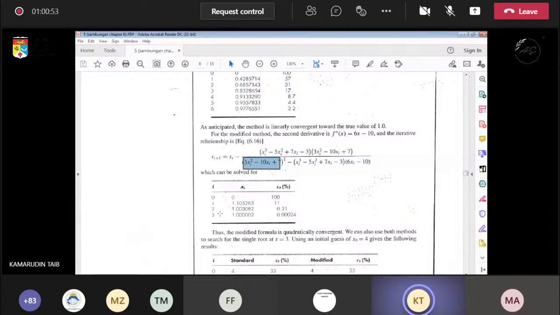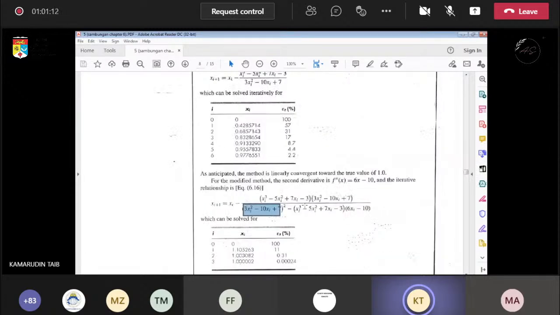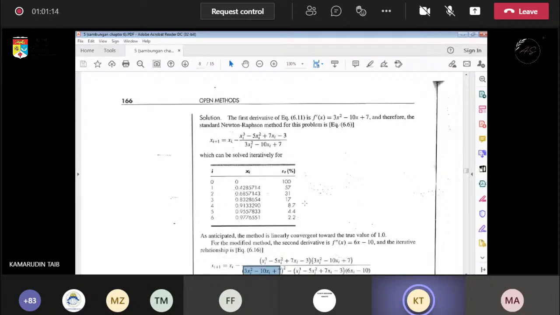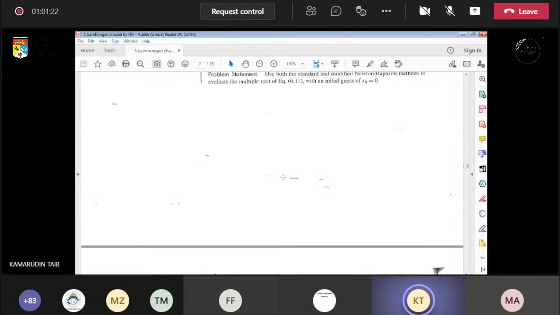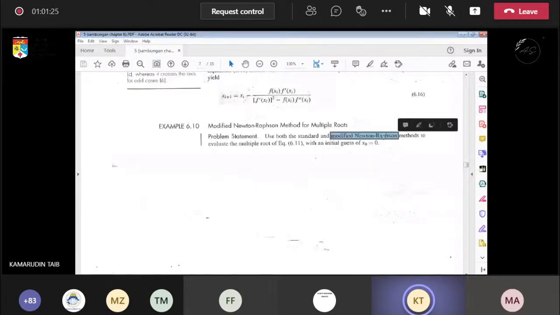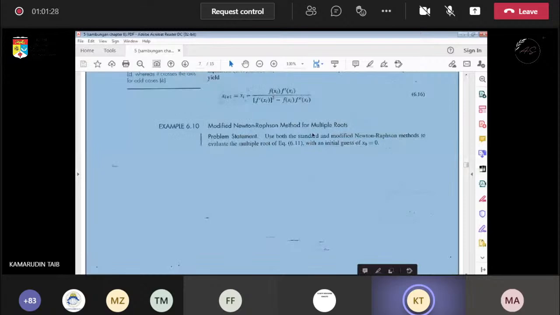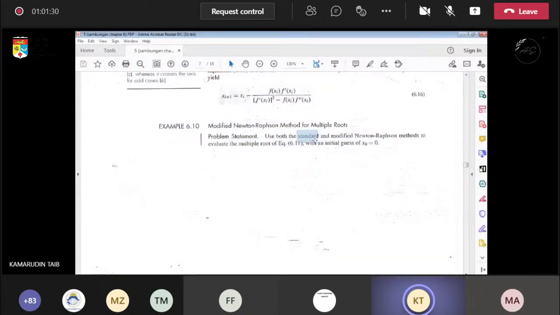The reason for it to converge at the third iteration is because the modified formula converges quadratically, four times as fast as the standard Newton-Raphson equation. So the modified Newton-Raphson converges four times faster than the standard Newton-Raphson method.